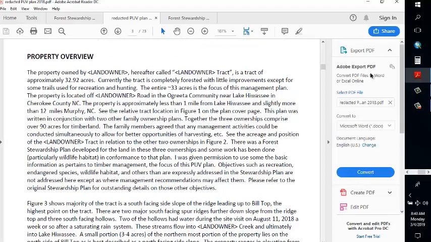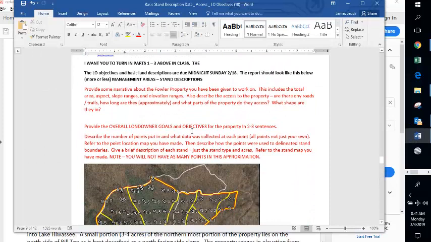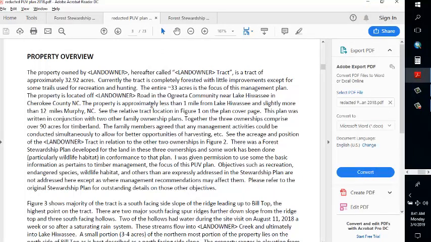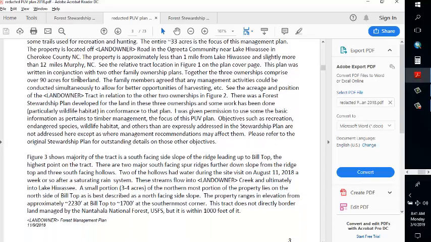But this is kind of where you might want to think about where you're going to be starting. The property overview goes back to that previous one, this part in red. Let me get back to it. Take a look at what I'm writing in this. I'm giving the approximate acreage of the whole property, and I talk about it in general terms. This particular property happened to be completely forested with no homes on it, not much other improvements. Then I give a description of how you would reach the place, and I always refer to my figures. This plan was written in conjunction with two other families, so I'm just describing the overall project here.